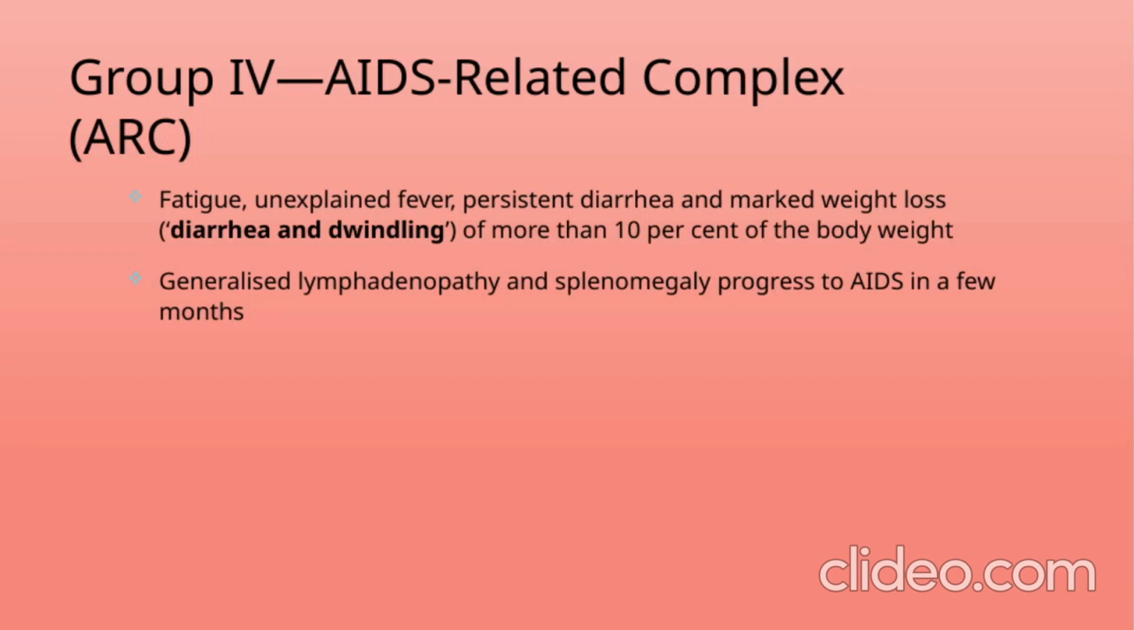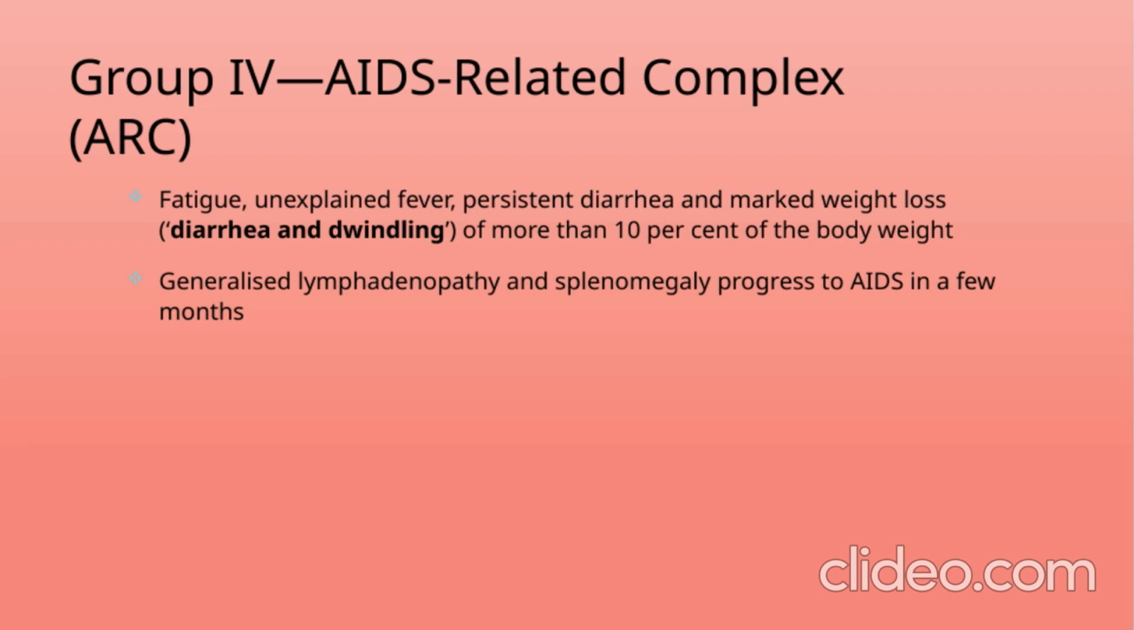Let's take a closer look at some of the early signs that can indicate progression towards AIDS. Patients often present with symptoms like fatigue, unexplained fevers, and persistent diarrhea. These aren't just occasional issues, they tend to be ongoing and quite severe. Additionally, you might notice a significant weight loss, more than 10% of body weight, often described as diarrhea and dwindling. This combination of symptoms suggests the body is struggling to maintain its normal functions.